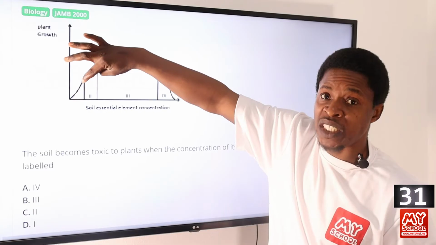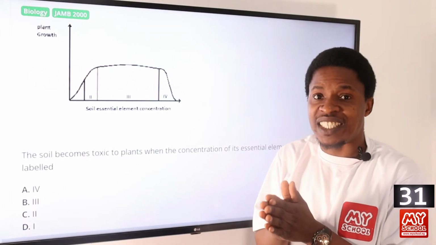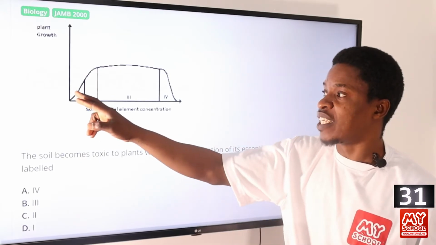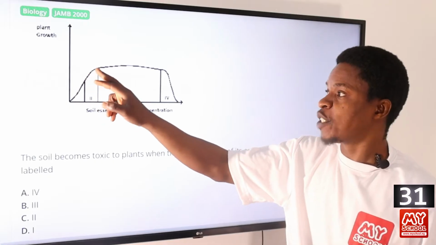Here is the lag phase. The lag phase is the growth phase. That's the phase where the organisms begin to increase in number because they have made use of the nutrients here. The plants have made use of them, and then they have started experiencing growth.